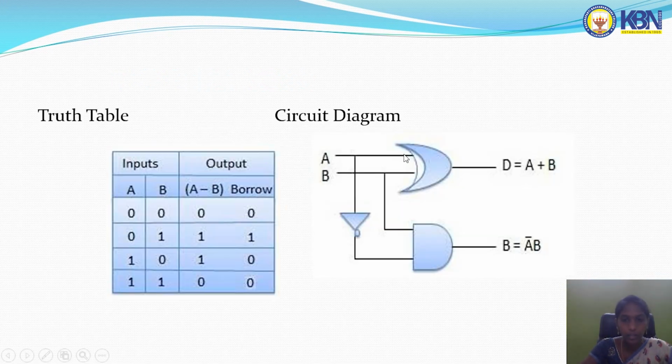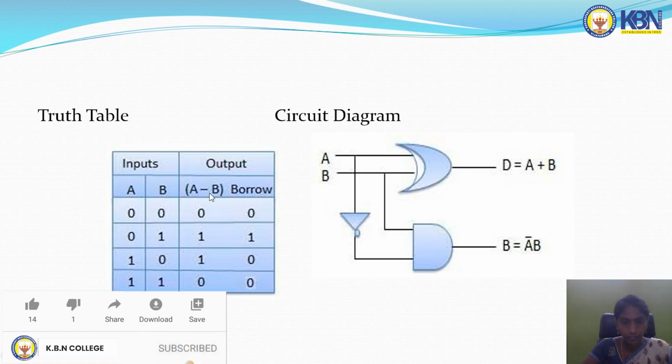And this is the circuit diagram of the half subtractor. A and B are the input terminals, and the output difference is A XOR B, and the second output is borrow, which is equal to the complement of the first input A and the second input B. This is the truth table of the half subtractor. Inputs are A and B and outputs are difference and borrow. These are the four possible combinations of the truth table.